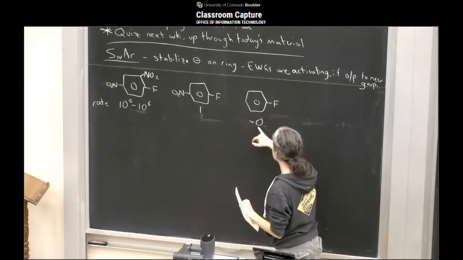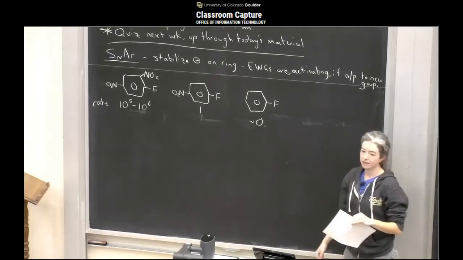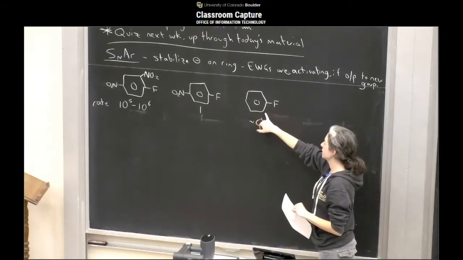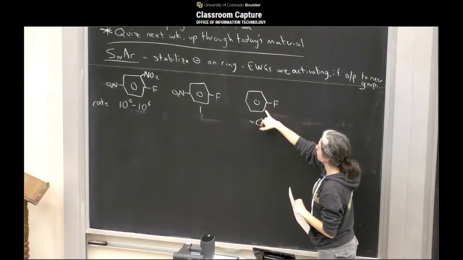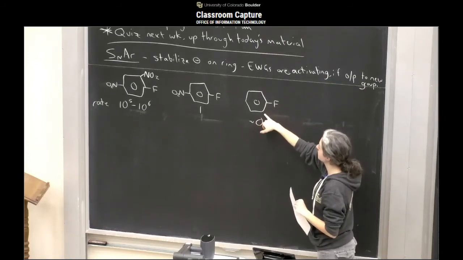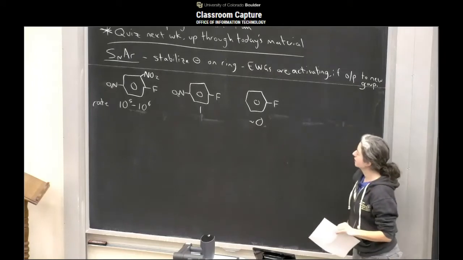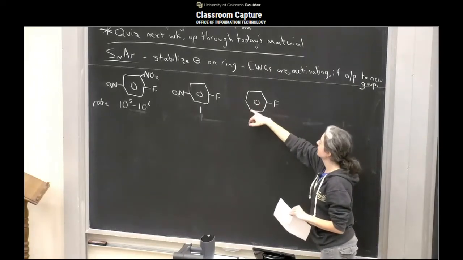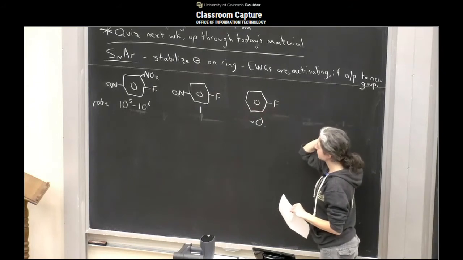And in fact, if you can't do that, then you're stuck with a minus charge on carbon in all of your resonance forms. If you're having a hard time seeing that, a good practice problem is to show the resonance forms of this thing trying and failing to do SNAr, because all of them kind of suck. They all have a negative charge on carbon.